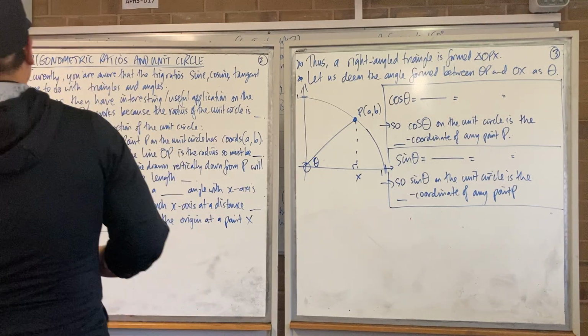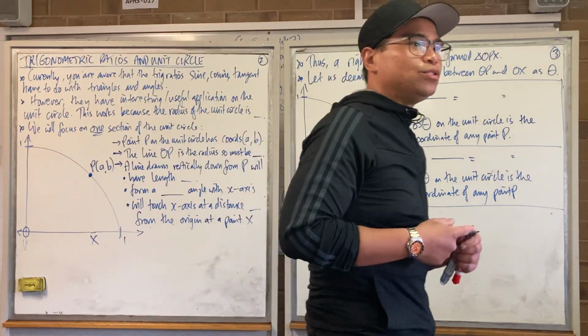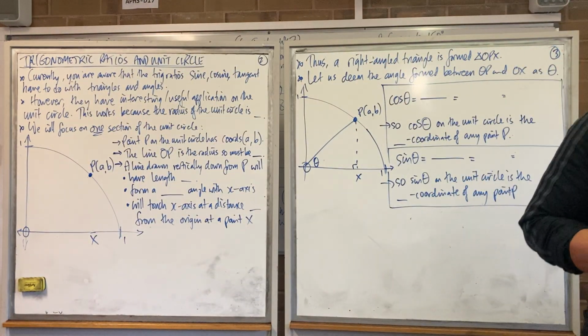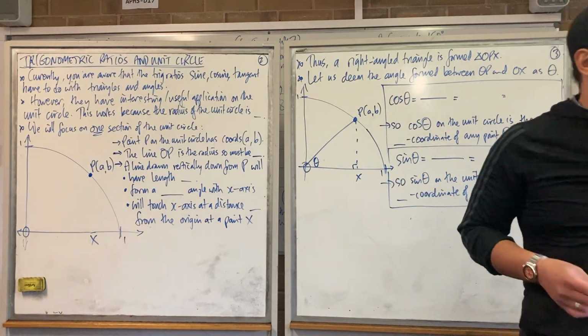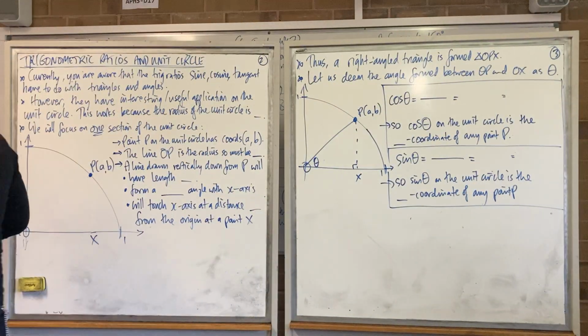All right, next, trigonometric ratios in the unit circle. Currently, you are aware that the trig ratios sine, cosine, and tangent have something to do with triangles. If you're a mainstream Year 10 math student, it's only got to do with right angles. If you're an extension math student, you know that sine and cosine relate to other triangles as well. We did that in your exam. However, these trig ratios have really interesting and useful applications on the unit circle.